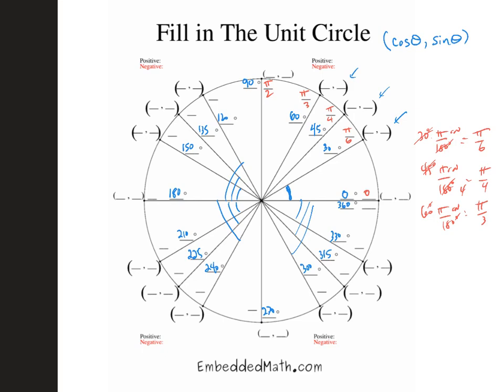All right, so now, here's what they should look like. 2 pi over 3, 3 pi over 4, 5 pi over 6, pi, 7 pi over 6, 5 pi over 4, 4 pi over 3, 3 pi over 2, and then 5 pi over 3, 7 pi over 4, and 11 pi over 6, and 2 pi. So now we've got all the angles filled in.